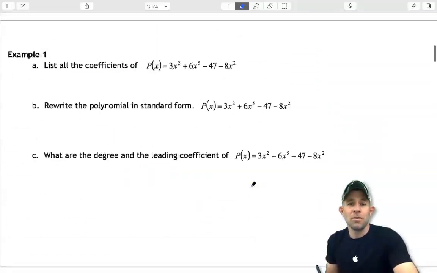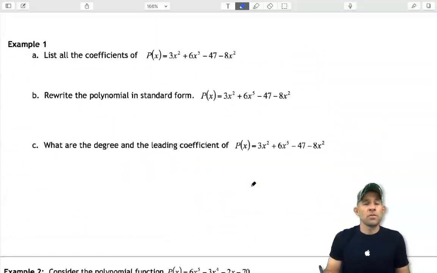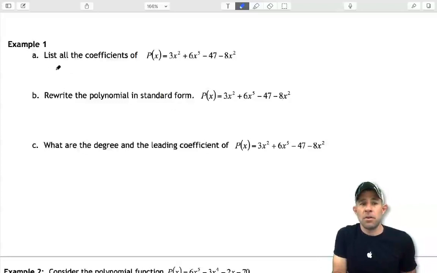All right, let's move into our examples now. So for today, we have this example here. It says list all of our coefficients of this polynomial defined by 3x squared plus 6x to the 5th minus 47 minus 8x squared. So our coefficients, remember, are the numbers in front of those variables with the powers. So our coefficients are 3, positive 6, negative 47, and negative 8.